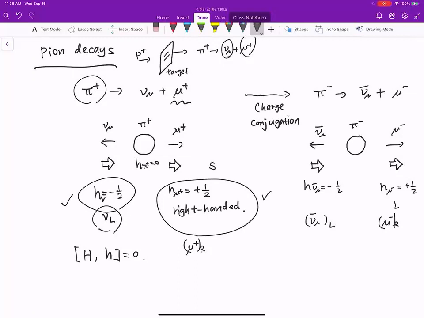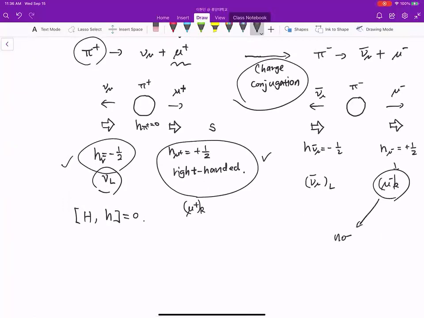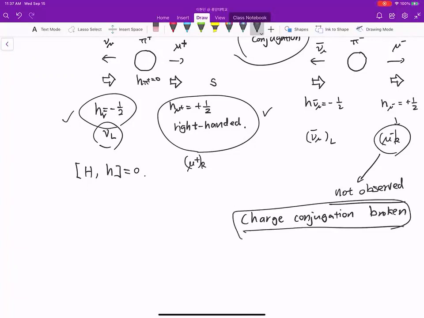In the weak decay, the right-handed partner does not participate, but forget about the weak interaction. If charge conjugation is a good symmetry, you must see these decay events as well, but you don't see them. We haven't found any evidence for the right-handed mu from the pion decay. So charge is conserved, but what I'm saying is that charge conjugation symmetry is broken. Total charge is not broken, but charge conjugation is broken.